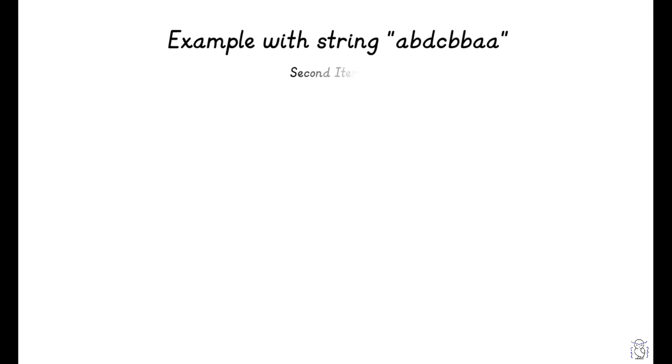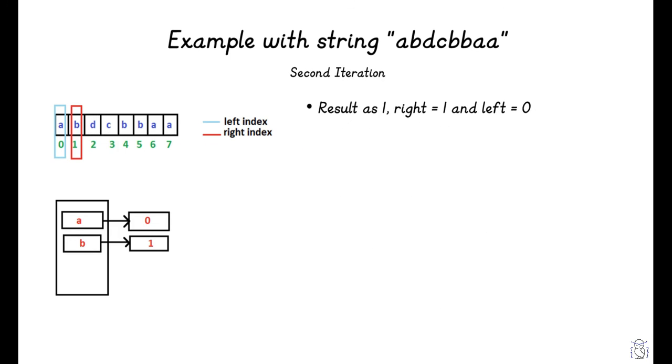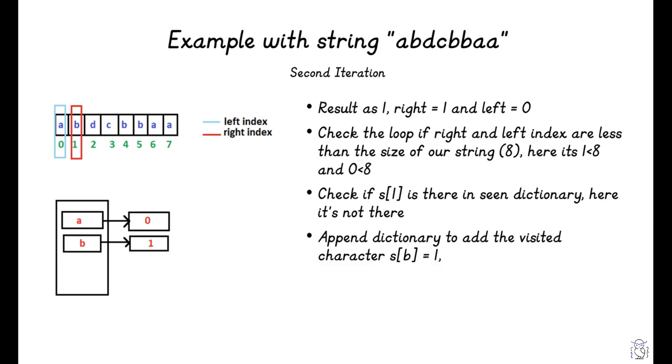In the second iteration, we will have the result as 1, right index as 1, and left index as 0. We then go to the loop and check if the right and left indices are less than our string length. Since they are, we will check if S of 1 is there in the seen dictionary, that is, if B is there in our seen dictionary or not. Since it is not there, we will update B as the key and index 1 as the value of the dictionary.